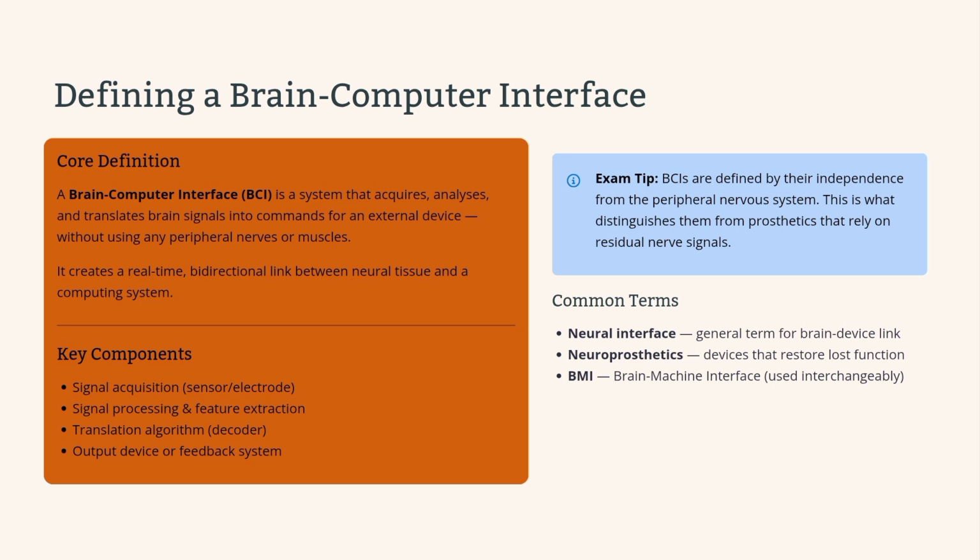Now, how does it work step by step? First, signals are collected using electrodes. Then, those signals are processed and analyzed. After that, a decoder converts them into commands. Finally, an output device like a prosthetic arm or a computer responds. Also remember, terms like BMI or neural interface mean the same concept. And in exams, the key point is BCIs work independently of the peripheral nervous system.